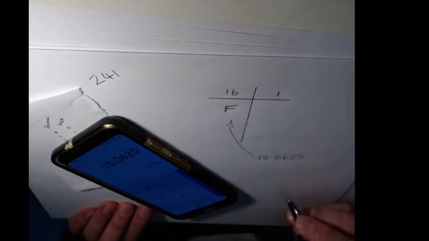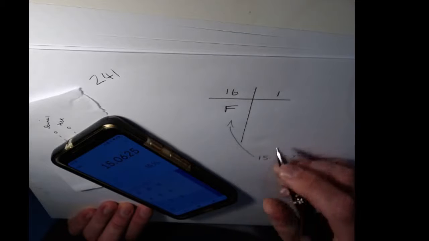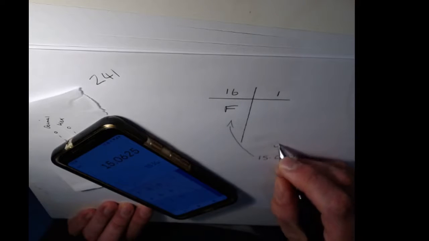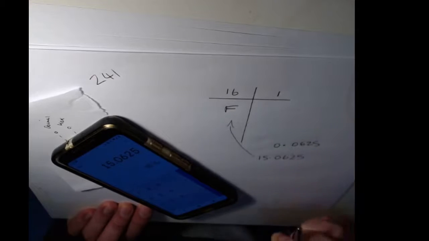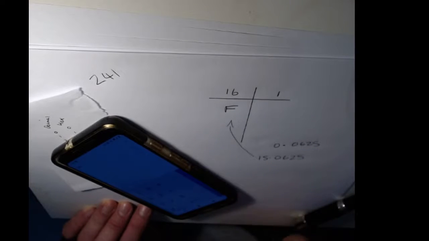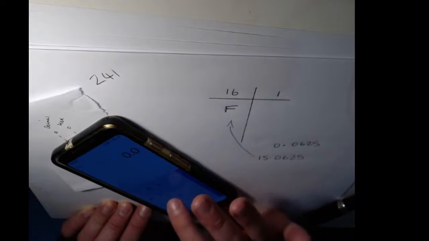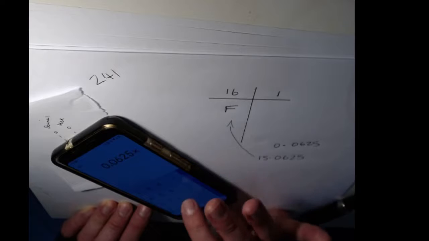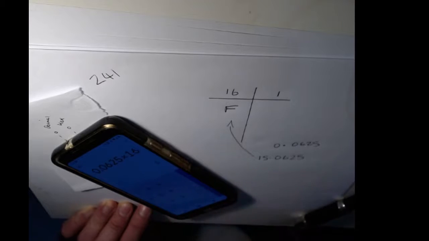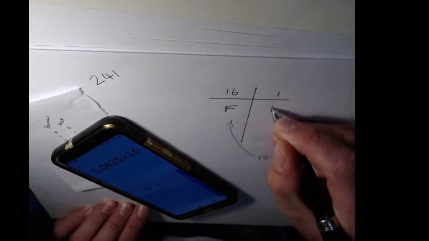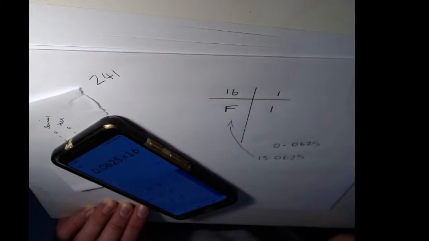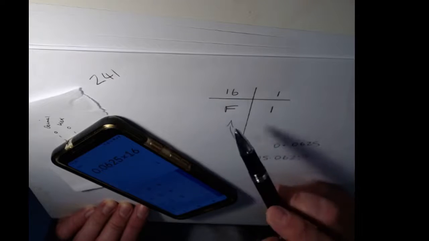And then what we need to do is the remainder. So we need to do 0.0625, and we need to times it by 16. 0.0625 times 16, and we get the answer 1. So we know 241 in hexadecimal is F1.